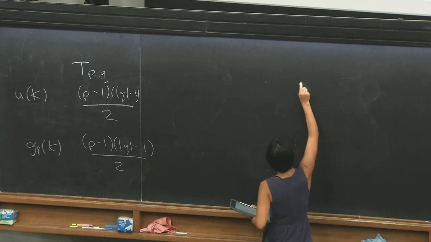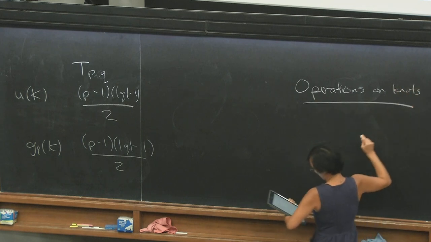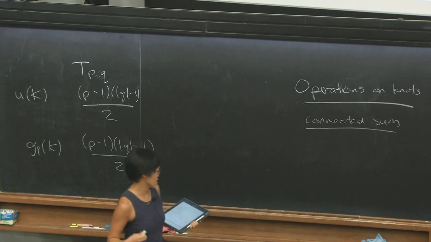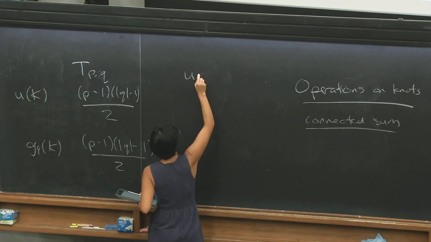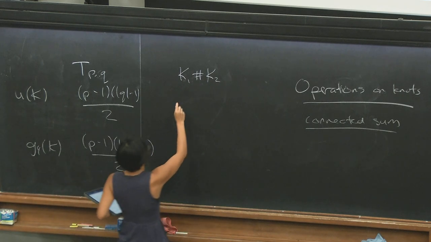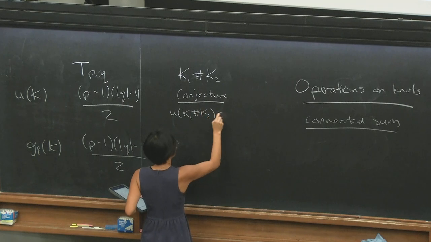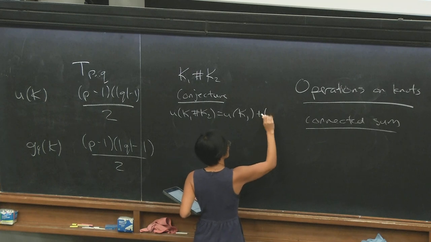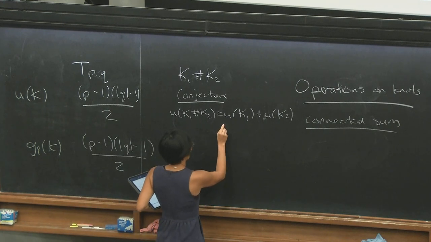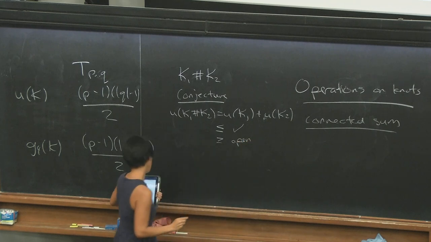So let's talk about some operations on knots. Let's talk about connected sum. One question you might ask is, how does the unknotting number behave under a connected sum? Well, the conjecture is that it's additive, that the unknotting number of the connected sum of two knots is the sum of their unknotting numbers. Okay, so one direction is clear, certainly this direction is clear, and the other direction is open.